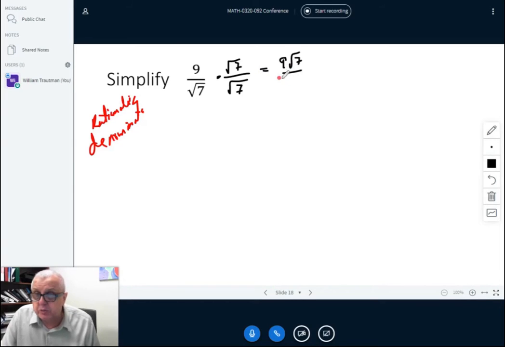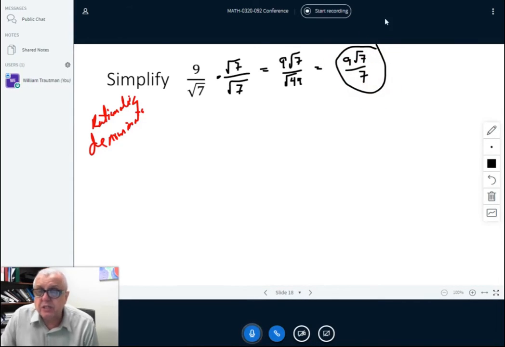Remember, that's the multiply and divide rule for radicals. So this is the square root of 49, 7 times 7, and the square root of 49 is 7. Now we have a 7 on the top and a 7 on the bottom, except one is in the radical, one's outside. So they cannot be reduced, and we're done.